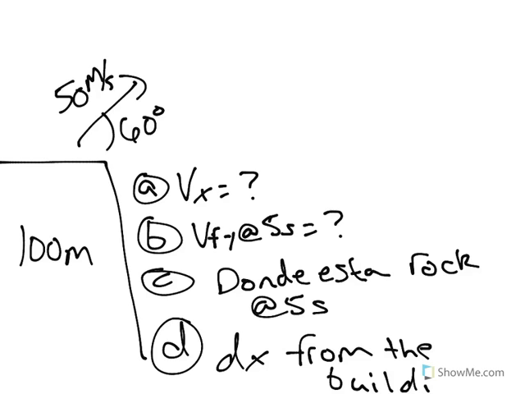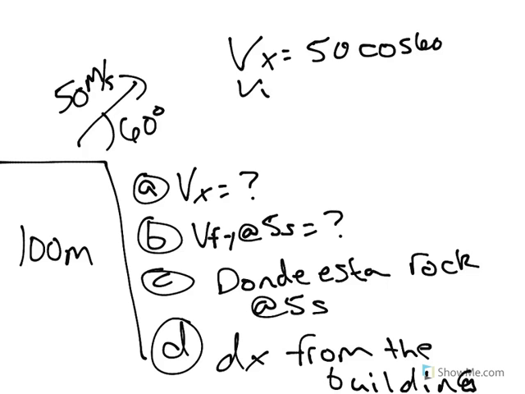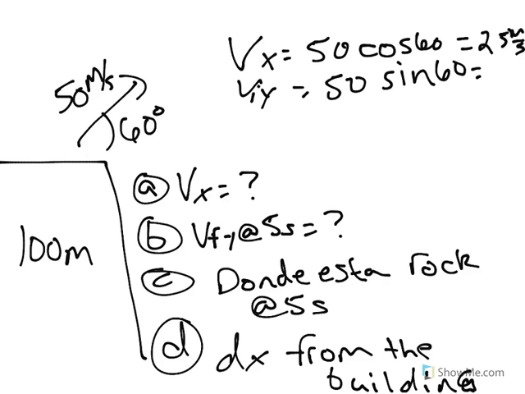Alright, so step 1, number 1. On all of these problems, remember that if we have it at an angle, the first step is to break those up into components. So Vx equals 50 cosine 60, Viy equals 50 sine 60. So we should solve those real quick. 50 cosine 60 is 25, and that's in meters per second. And Viy then would be 50 sine 60, and that would be 43.3 meters per second.